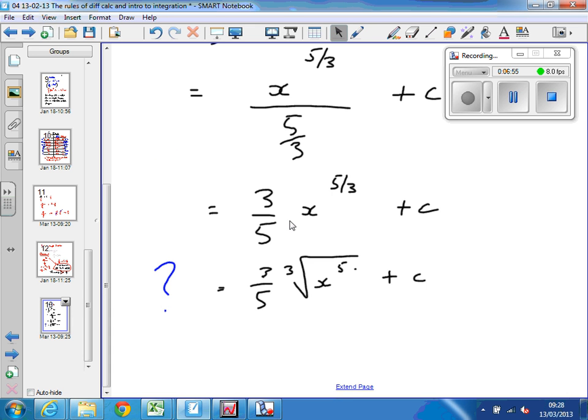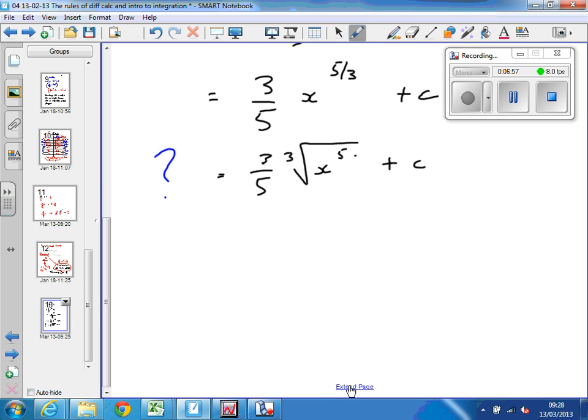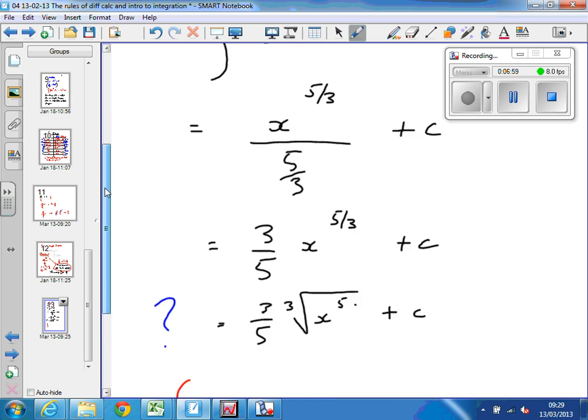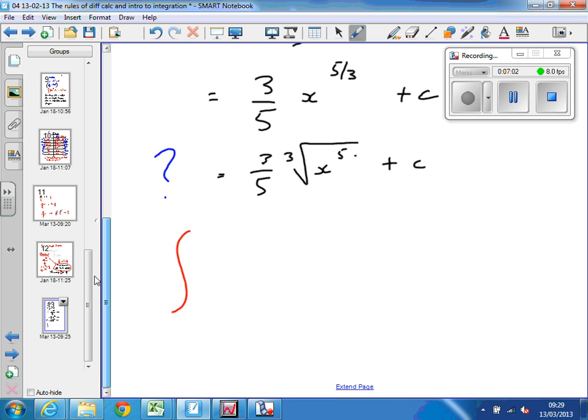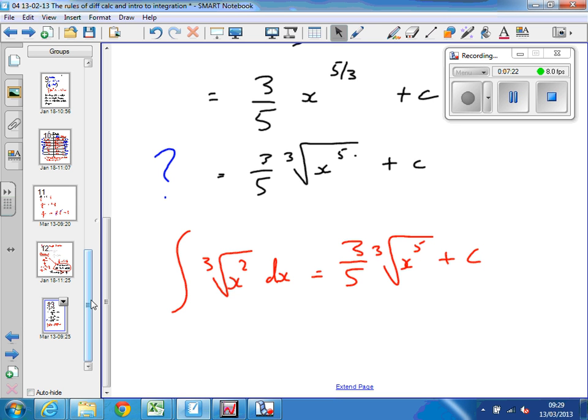So finally we could write the integral of the cube root of x squared with respect to x is 3/5 of the cube root of x to the 5 plus c. Really, that's all we can do at the moment until we know what this means, this left-hand side.